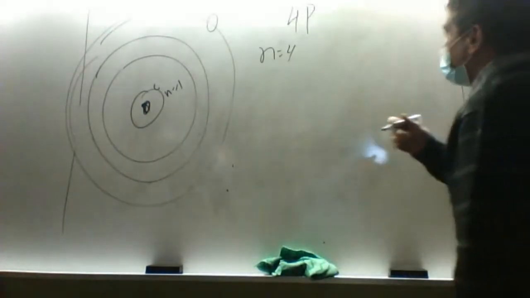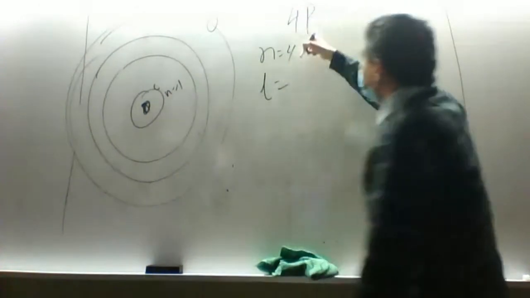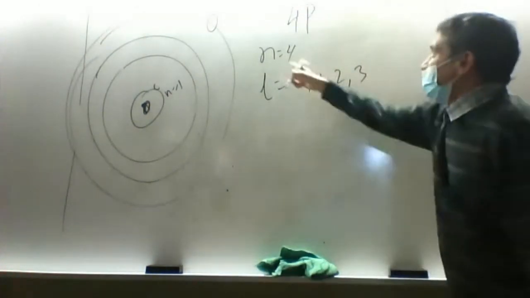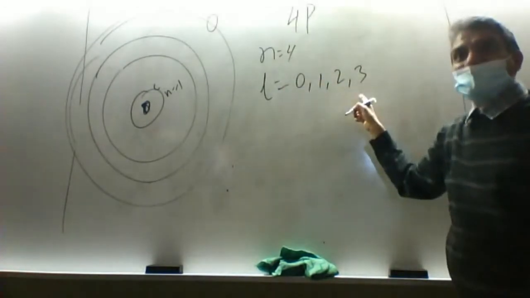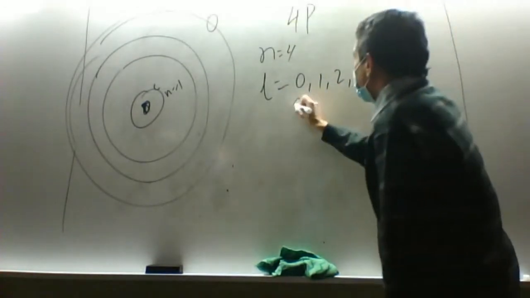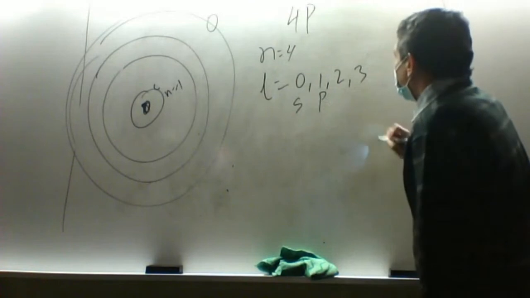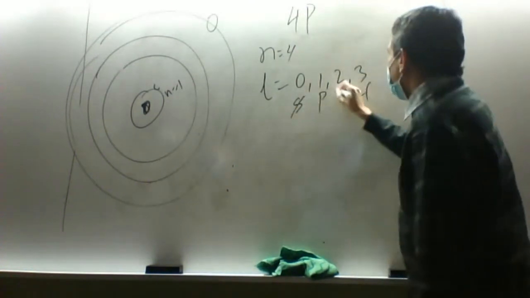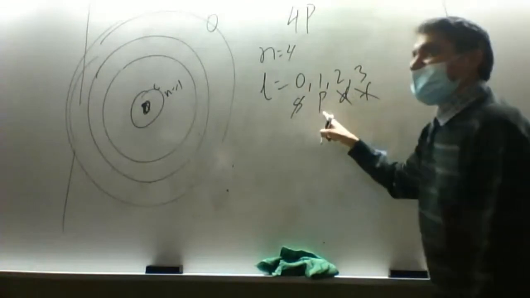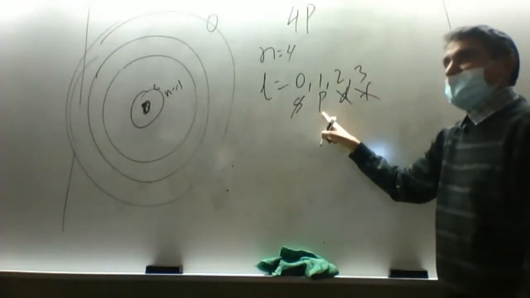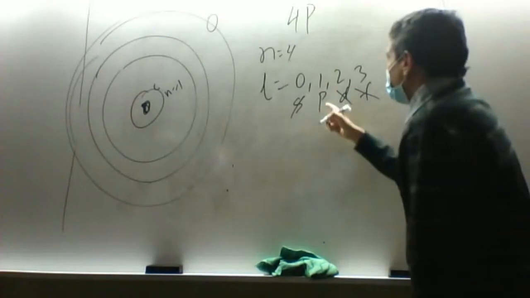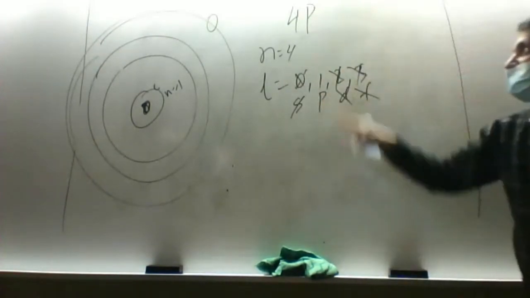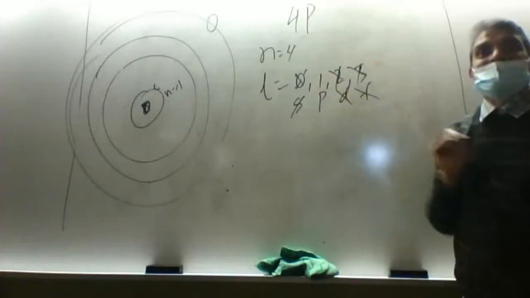Now N equals 4. Now give the L value. So write the L values: 0, 1, 2, 3. You can go up to only 3 from 4: 0, 1, 2, 3, right? Now this is S, this is P, this is D, this is F. He's asking me for P, not S, not D, not F. So I'm going to pick this P here. I don't pick this one, I don't pick this one, because he asked me P. So P's number is 1, right?